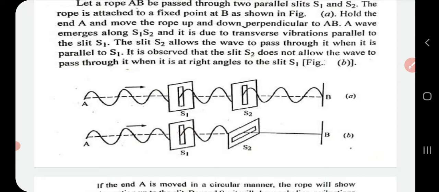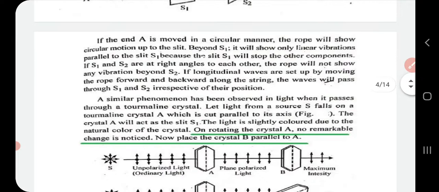Now if you are moving that string at the end A in a circular manner, definitely the waves will be in circular motion, and it will show only linear vibrations parallel to slit S1 because S1 will stop all the other components. If S1 and S2 are at right angles to each other, then the rope will not show any vibration beyond S2.